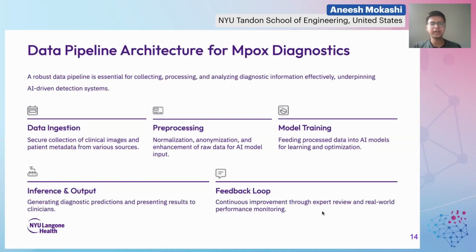Okay, so here is the detailed breakdown of the data pipeline. We begin with data ingestion, which collects images and metadata securely from sources. Next, the pre-processing, where data is normalized and enhanced for model consistency. Then the processed data goes into the model training, where our model learns lesion patterns and associated clinical information. And during deployment, inference and output generates the prediction. Finally, the feedback loop uses the real-world performance and review to continuously refine the model.